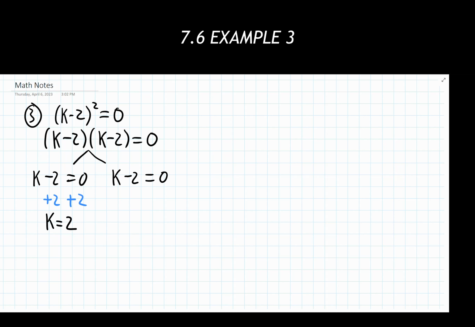I'm getting k is equal to 2. And lo and behold, on the other side, I'm doing the exact same steps, and I'm getting the exact same answer. So in this case, I have, quote-unquote, 2 answers, but really, I have one single answer. And the answer is k is equal to 2.